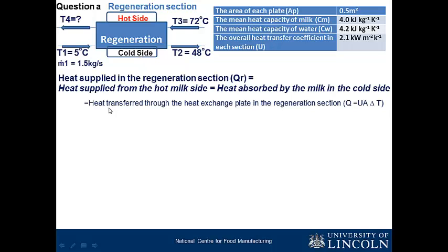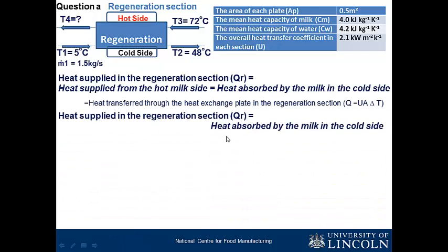Again, like I said, it's the heat transfer through the heat exchange plate in the regeneration section, and because we are talking about transfer through the exchange plate, you would use this formula: Q equals UA delta T. That's the formula for heat exchange through a plate. But now, because we know the mass flow rate of the milk, the temperature difference, and the specific heat capacity of the milk, we can't use this formula at the moment. We can use the heat absorbed by the milk. So we can say our QR equals the heat absorbed by the milk.